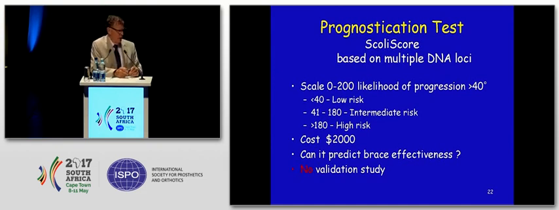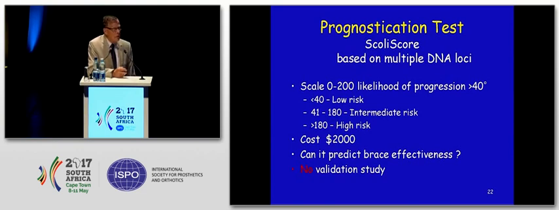Recently, the Scoli score was developed. This is a prognostic test based on the DNA analysis of multiple loci, and you can develop a scoring between 0 and 200 that relates to the risk of progression. Less than 40 is low risk, 40 to 180 is intermediate risk, and over 180 is a high risk of progression. The Scoli score test costs $2,000 in the US and is not available to everyone.